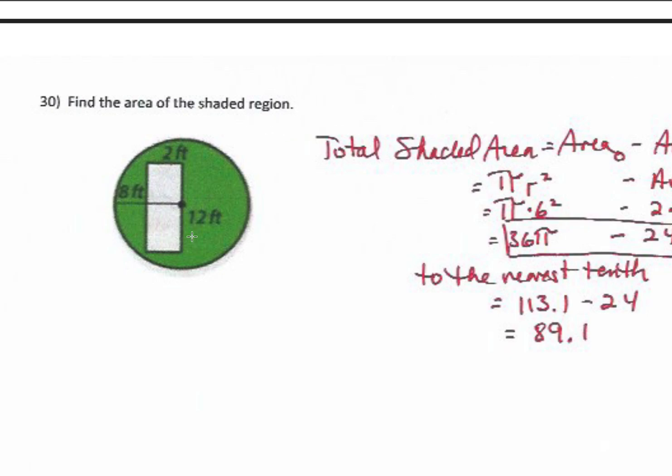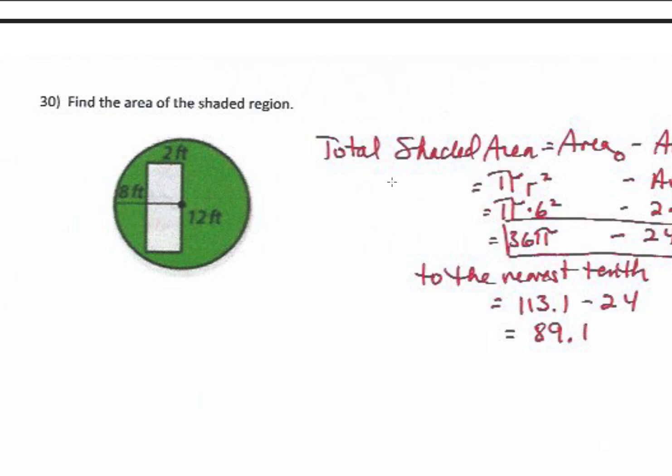The total shaded area here is going to equal the area of the circle minus the area of the rectangle. So the area of a circle, apple pies are 2, right? Cherry pie is delicious is for circumference. Apple pies are 2 are for area. The radius of this, it says here, is 8.